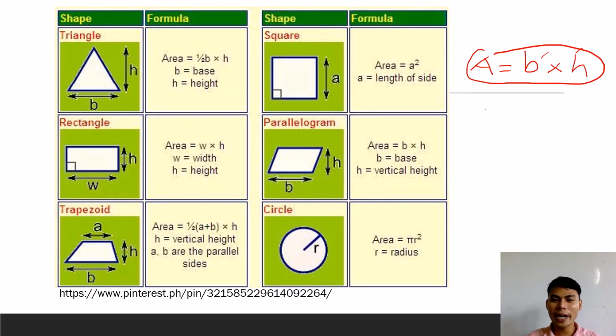Example, a square. So, a square in our definition has four equal sides. Meaning, if we use S to represent the side, therefore S din ito, S din ito, S din ito. It means that if it measures 2 millimeters, therefore 2 din ito, 2 din ito, 2 din ito.